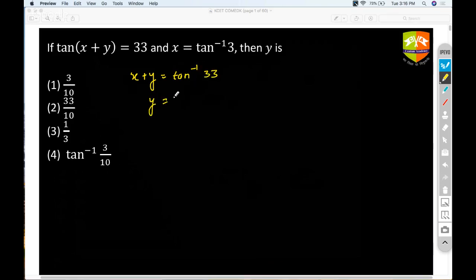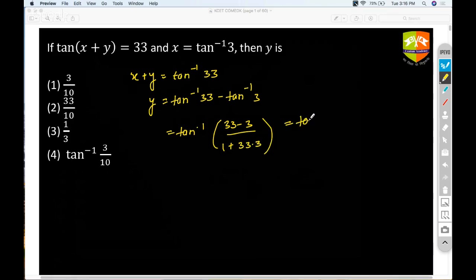So your y is going to be tan inverse of 33 minus tan inverse of 3. Okay, and we are going to use the formula tan inverse x minus tan inverse y equals tan inverse of (x minus y) by (1 plus xy). So that's going to be tan inverse of 30 by 100. That's going to be tan inverse of 3 by 10. Absolutely correct. So the first one to answer this correctly, Vaishnavi, good one. Okay. Moving on to the next question now.